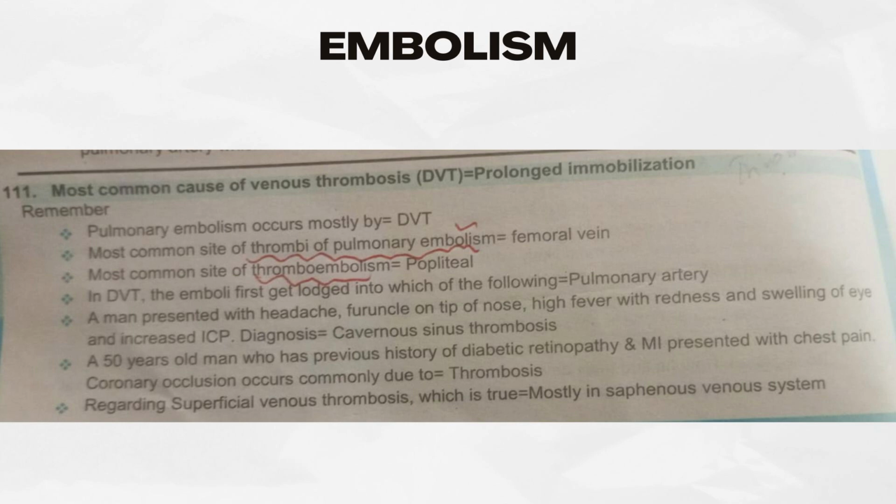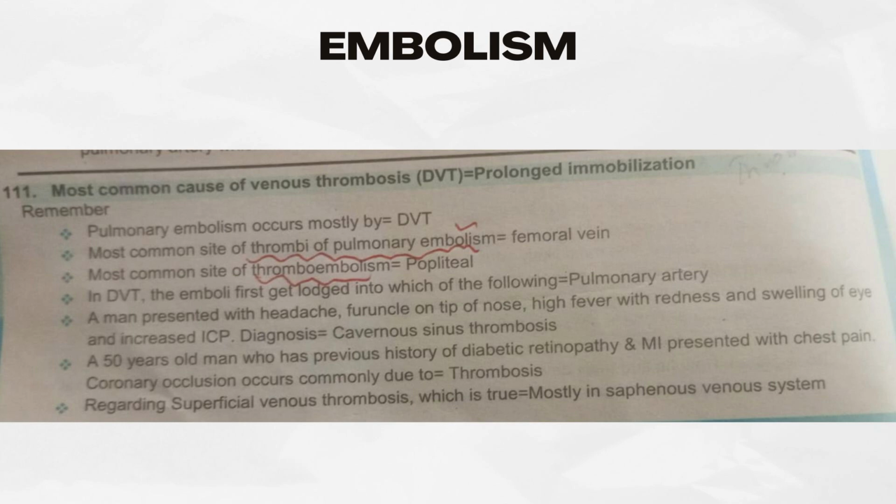In DVT, the emboli first get lodged into which of the following? It is lodged into the pulmonary artery. A man presented with headache, furuncle on the tip of the nose, high fever with redness and swelling of the eye, and increased intracranial pressure. The diagnosis is going to be cavernous sinus thrombosis.